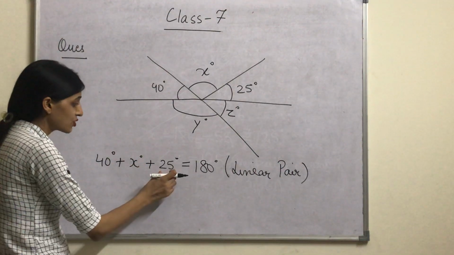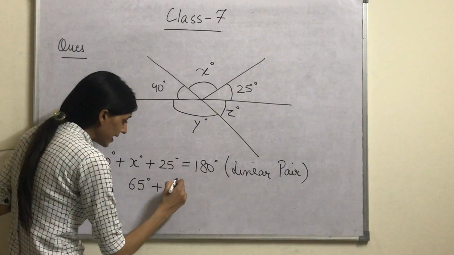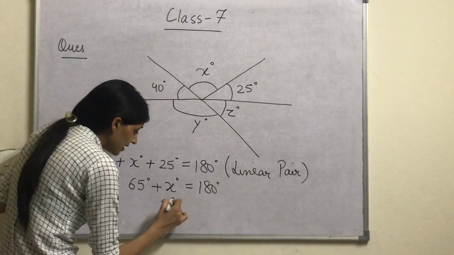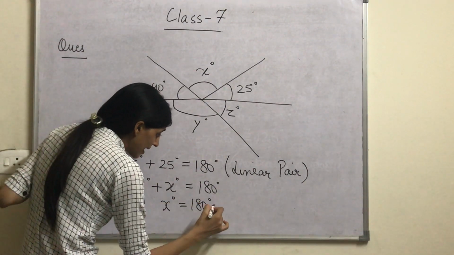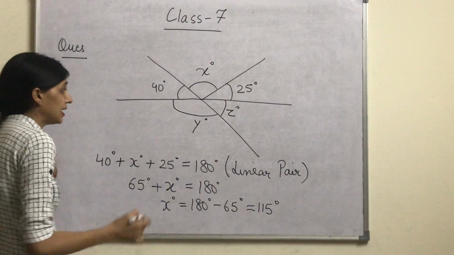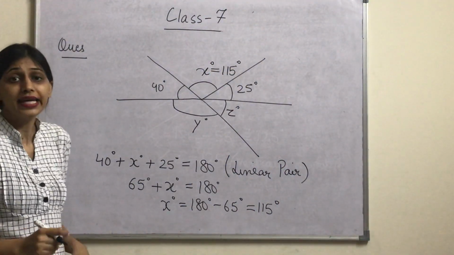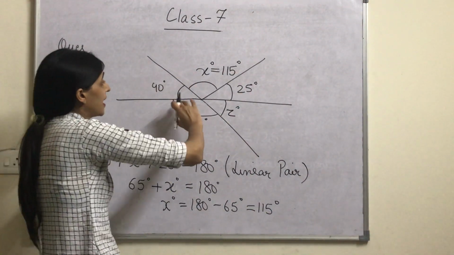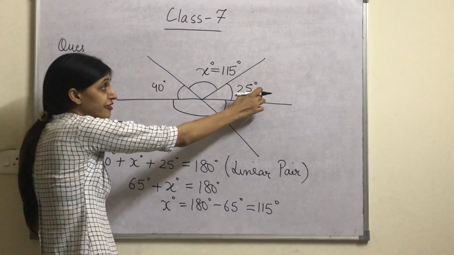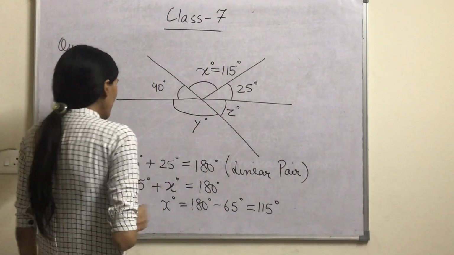Now 40 plus 25 is 65 plus X is equal to 180 degree. Now X is equal to 180 minus 65, which is equal to 115 degree. That means this X comes out to be 115 degree. Now if you want to check, you can add all these angles. 115 plus 25, 140. 140 plus 40, 180. So this means this is a linear pair.